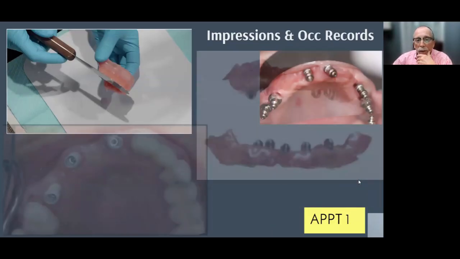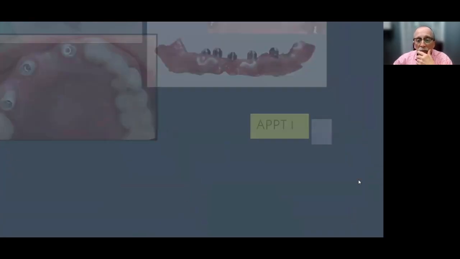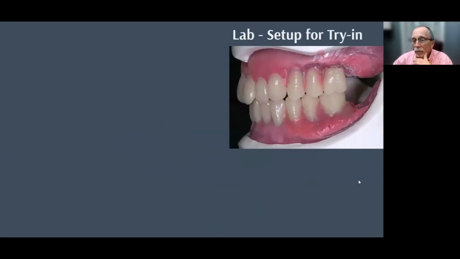Now, if I want to go digital, I can go digital today. That's the nice thing about appointment one. Now we have scan posts. Now we could do impression wash and scan the impression wash. Now we can start gathering our data. We can get our bite digitally. All that can be done digitally.